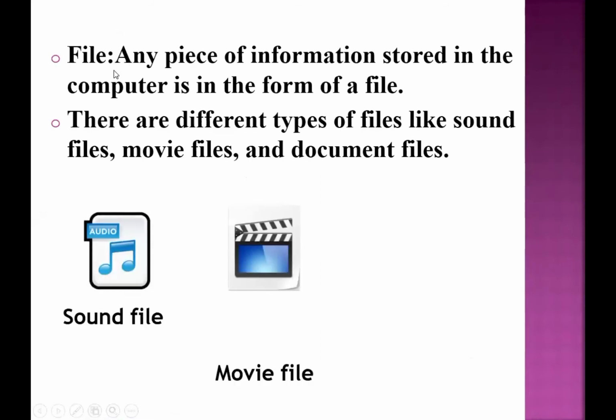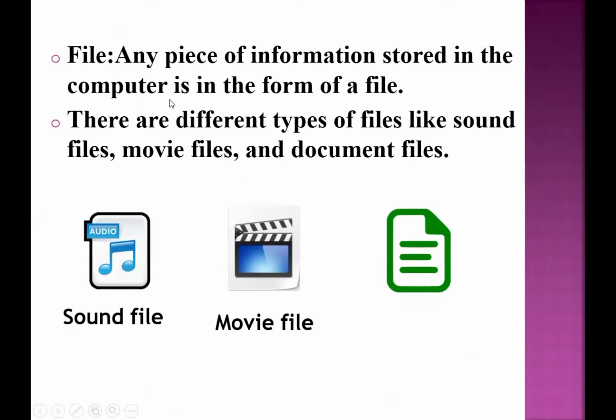A file is any piece of information stored in a computer. When you save any information in the computer, you save it in the form of a file. There are different types of files, like sound file, movie file, and document file. So what is a file? Any piece of information stored in the computer is in the form of a file.